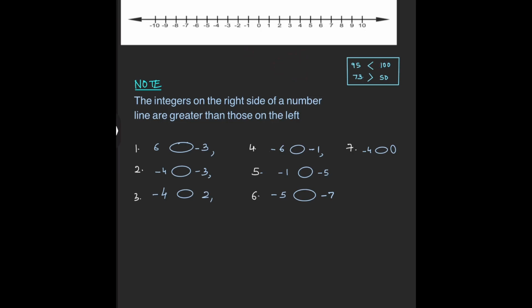See, in primary school, we were taught that this is the mouth of the crocodile. The crocodile always opens its mouth to eat the larger piece or the larger number in this case. So in 95 and 100, the crocodile is opening its mouth towards 100, and here it is opening towards 73. That is how we will remember.